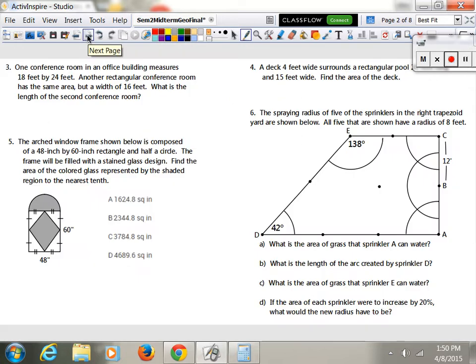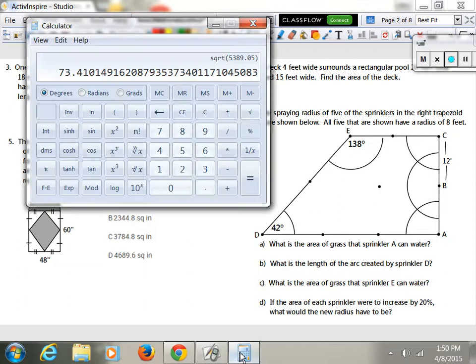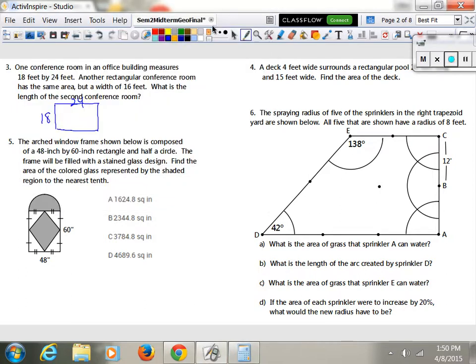Number 3, one conference room in an office building measures 18 feet by 24 feet. So 18 by 24, that area would be 18 times 24. That area is 432.